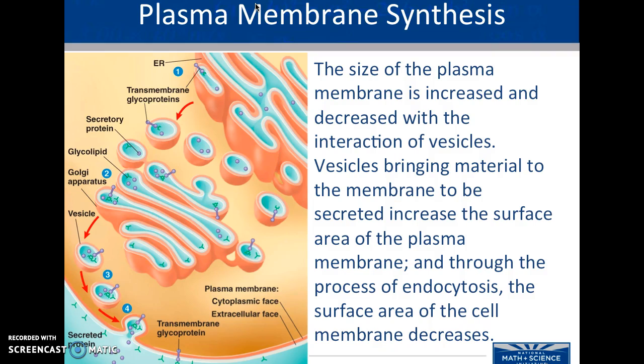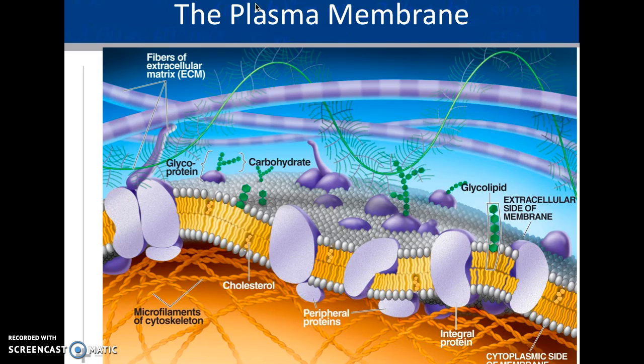It's all there doing different things. The size of the plasma membrane is increased and decreased with the interaction of vesicles. So the actual size of my cell can get bigger or smaller. We know that if I have a vesicle, let's say filled with waste, and I want to dump that waste out of my cell, it's going to fuse with the cell membrane. It's going to open up to the outside of the cell and release that waste or that secreted protein. And the old vesicle becomes part of the cell membrane, making the cell membrane a little bit bigger for the time being. When I make a vesicle going inwards, I'm going to lose that little bit of cell membrane, decreasing the surface area. Again, this is just a really good image of what that looks like. We've got our fluid mosaic model.